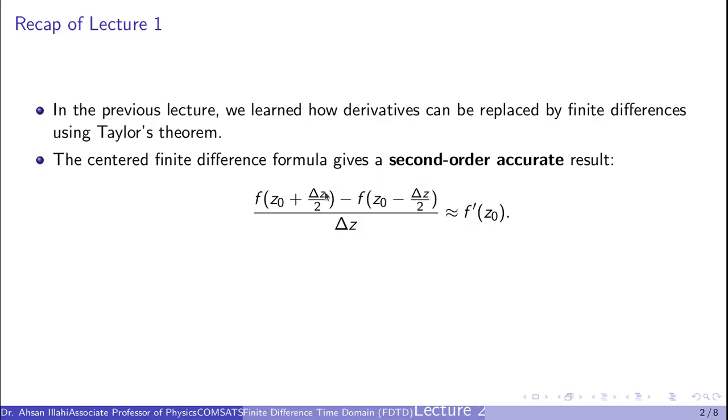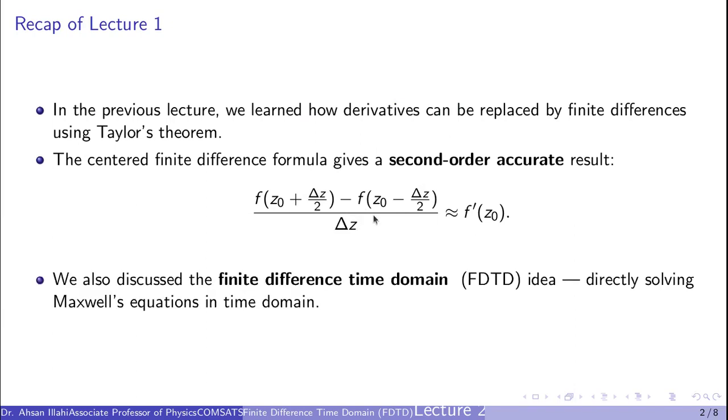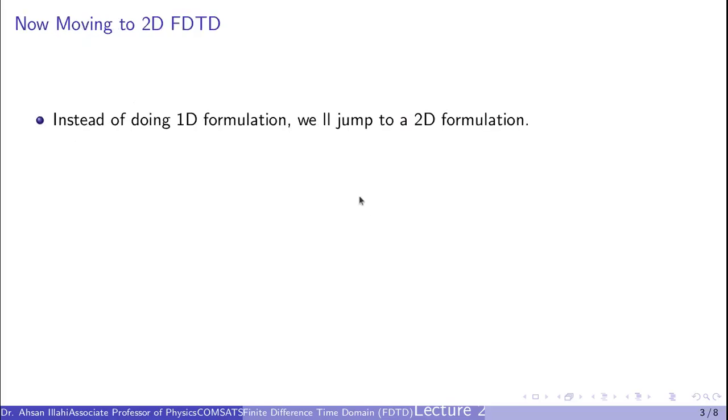So now let's begin the real technical part of lecture 2. Up to this point in the course, we have talked about the idea of finite differences, how derivatives can be approximated, and how FDTD works in the time domain. But we notice something important. We never actually built a full 1D FDTD formulation. And there is a reason for that.